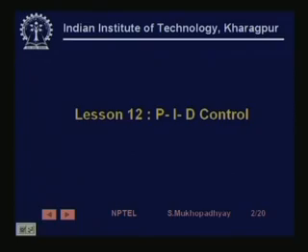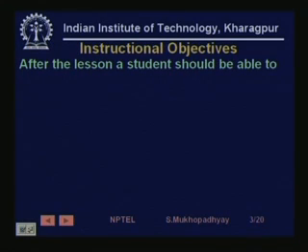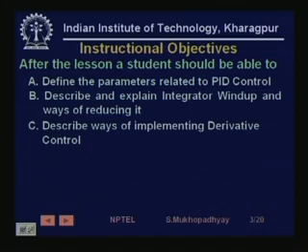So, as usual, before starting the course, we will review the instruction objectives. And these are, firstly, that we'll learn how to define the related parameters of PID control in an industrial context. Secondly, we will describe and explain in detail a phenomenon which many times occurs with PID control, known as integrator windup, and the ways of reducing that. We will describe various ways of implementing the derivative control part.